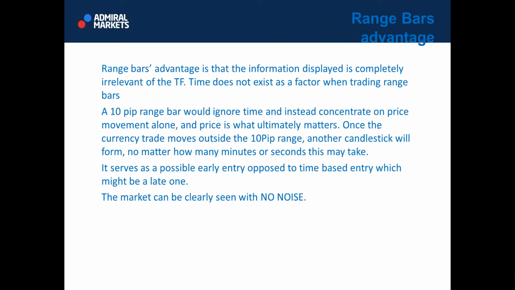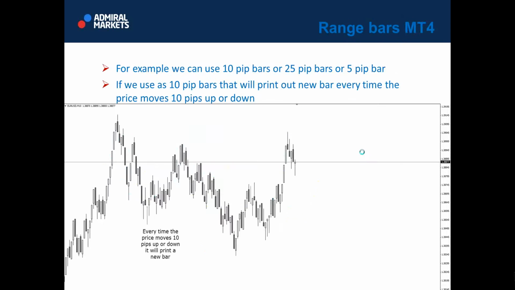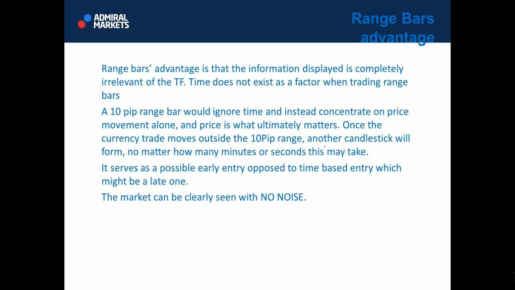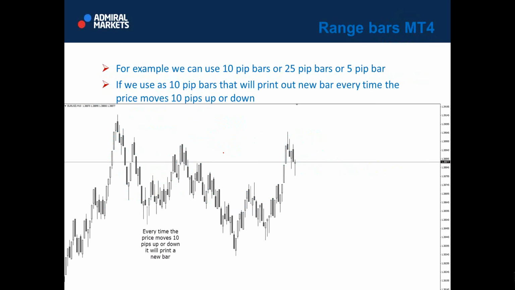Once the currency trade moves outside the 10 pip range, as we said here in this example, another candlestick will form no matter how many minutes or seconds this may take. So it completely ignores the time. If you put your range bars to be on 10, that means that the range bars will be printing 10 pips up or down. So each 10 pips will be printed out.